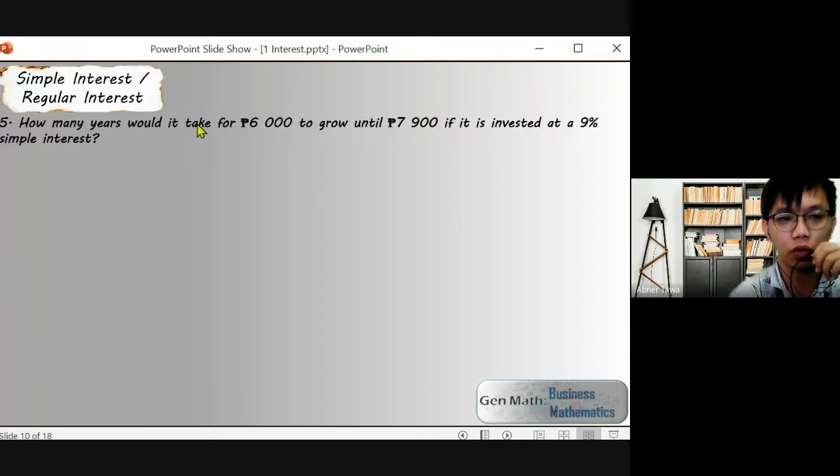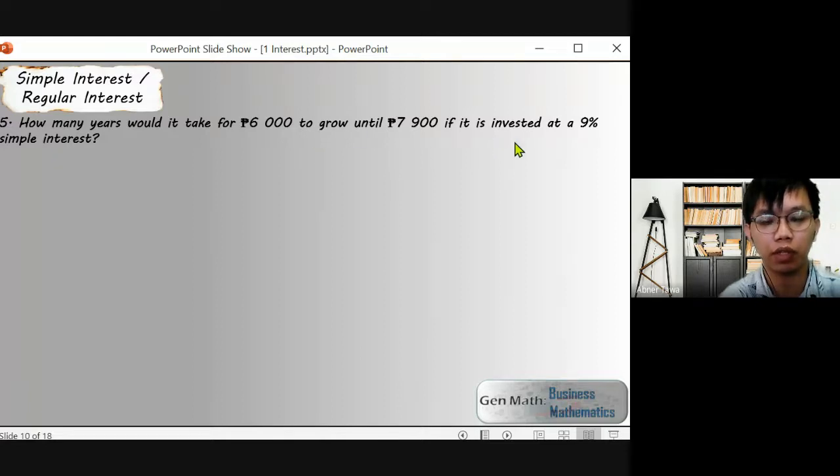So based on this given problem, our unknown is the length of time, because the question here is how many years. And our given is the amount invested, which is 6,000 pesos. Then his investment grew, so his earnings will be identified later on. His invested money of 6,000 grew to 7,900. So how many years will it take for his invested 6,000 to grow to 7,900 if the rate of interest is 9%.